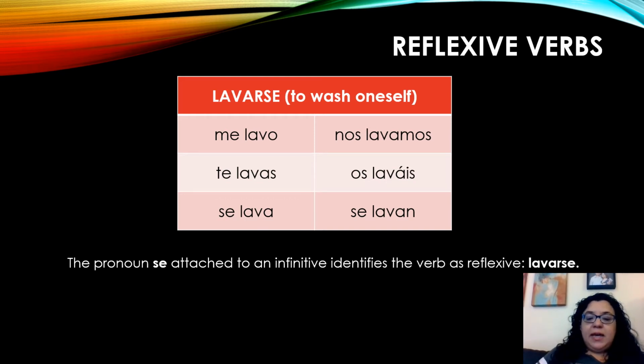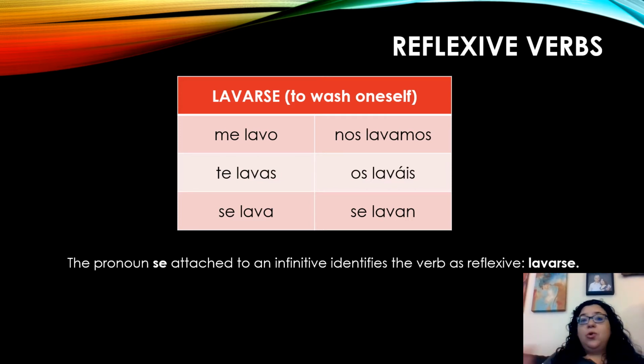Now the pronoun se, when we find an infinitive and you see that the infinitive has that pronoun at the end, it means that it's a reflexive verb. So lavarse, cambiarse, secarse, limpiarse, whatever it is that you use, if it has that se at the end, it's telling you that this is a reflexive verb, and therefore you're going to have to use a reflexive pronoun when you conjugate it.